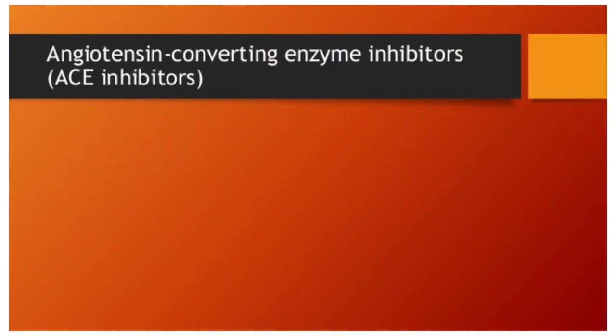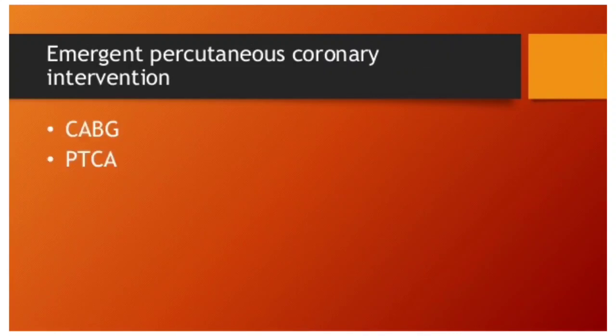Now, angiotensin-converting enzyme (ACE) inhibitors. Now, emergent percutaneous coronary intervention. What are the interventions that should be done? The CABG and PTCA, coronary artery bypass grafting and PTCA.